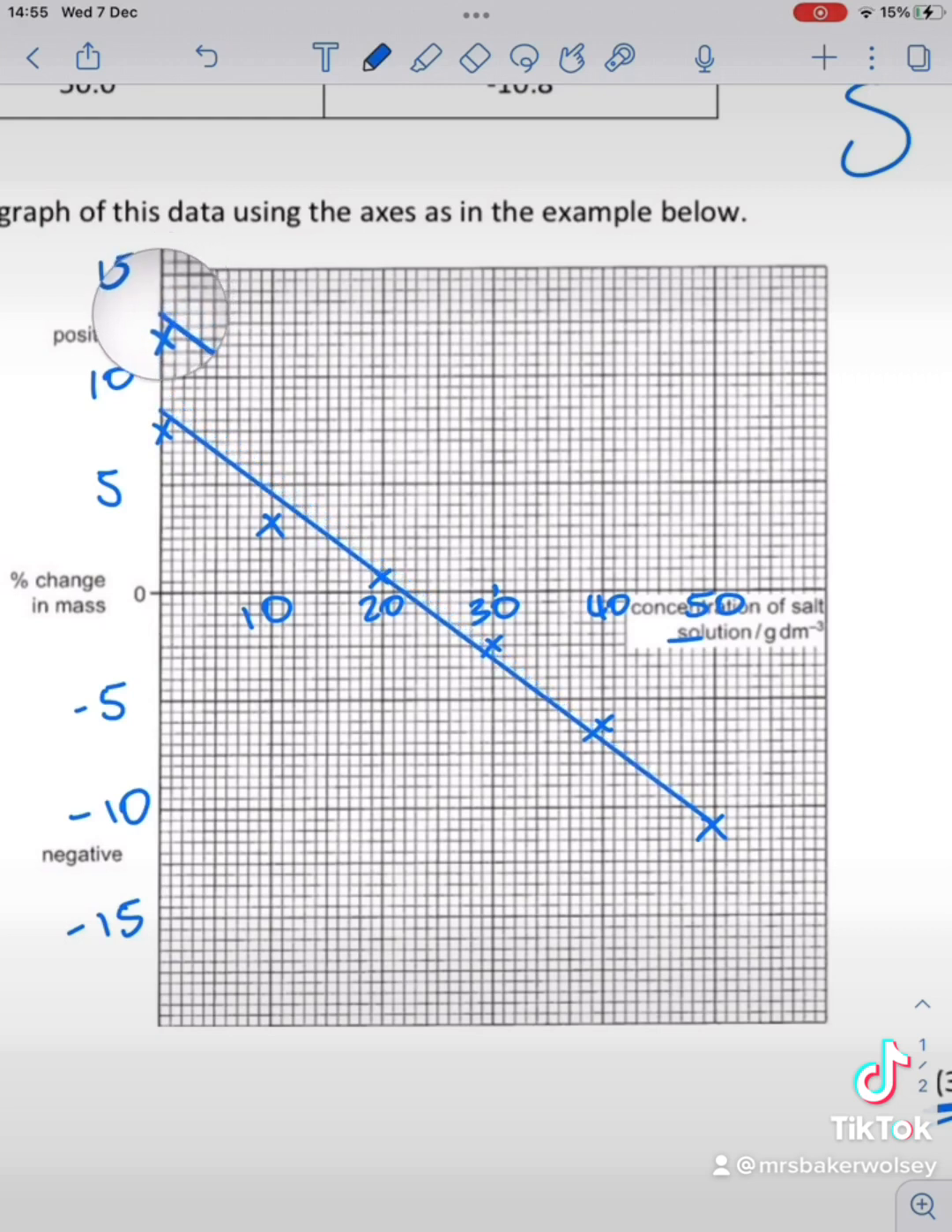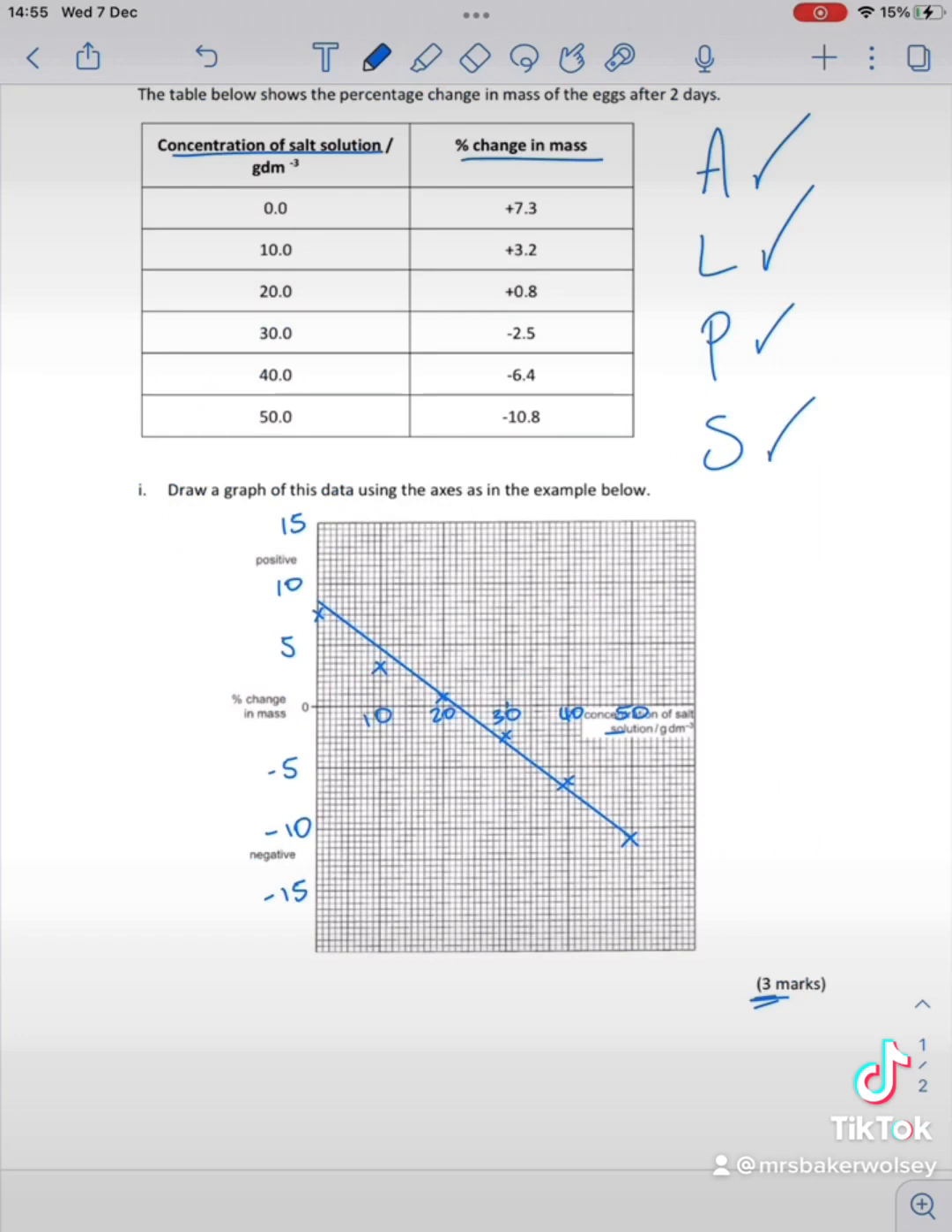Just remember that whatever points you miss with your line should be evenly spread around the line. As you can see, I've got 2 below and 2 above the line on this particular one that I've drawn. But there is a lot of variation in these that is allowed. Now, what's the point of this graph? Most exam questions that ask you to draw a graph like this will then ask you to predict the concentration of the cell sap in the egg.